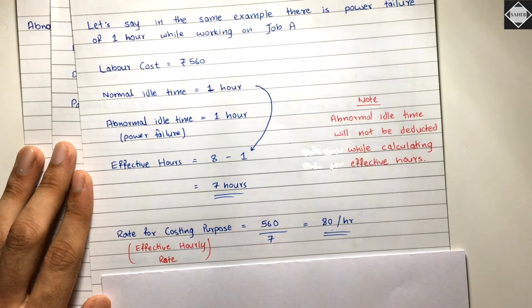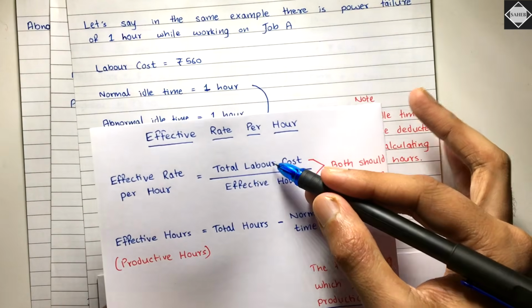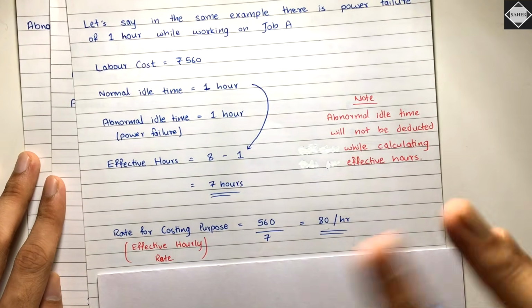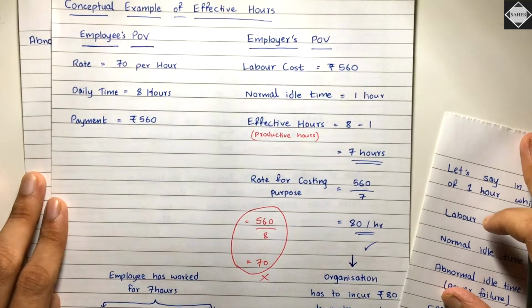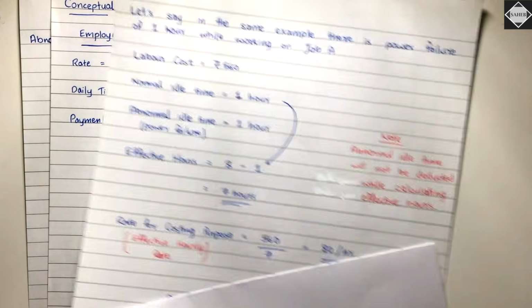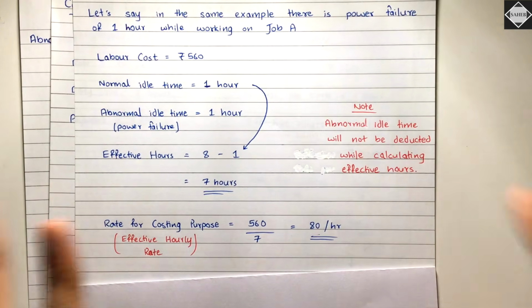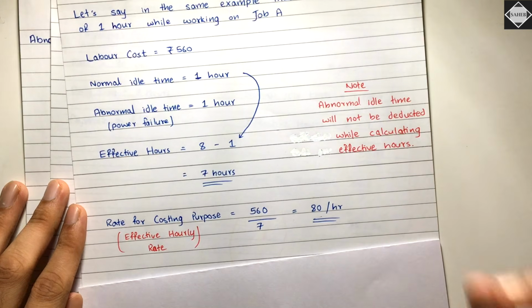Yeah, so 560, labor cost divided by effective hours, total labor cost divided by effective hours. Both are per day figures. You divided that, you got 80 rupees per hour. There was no change at all. You see this 80 rupees per hour previously also when there was just normal idle time, and now when you have abnormal idle time also, still it's 80 per hour. There will not be any difference. Is it clear? Did you understand this? Yes, we understood that. Now let's come to the main part where there will be a difference.